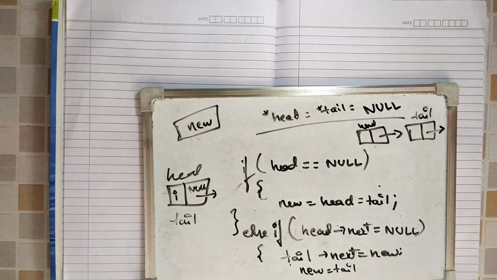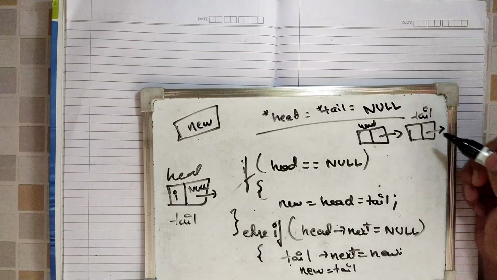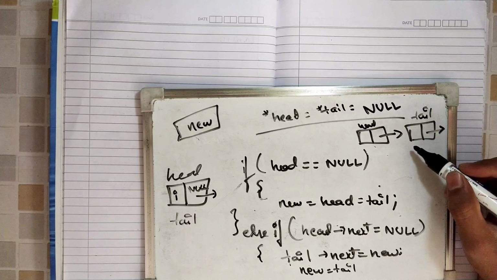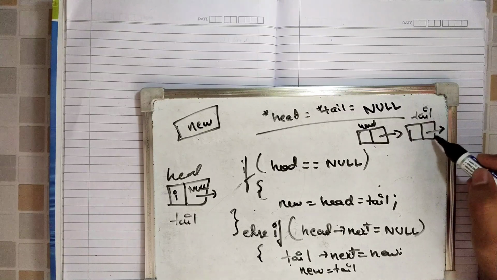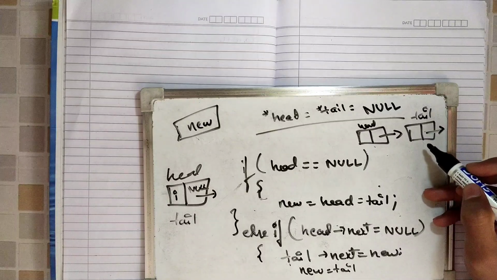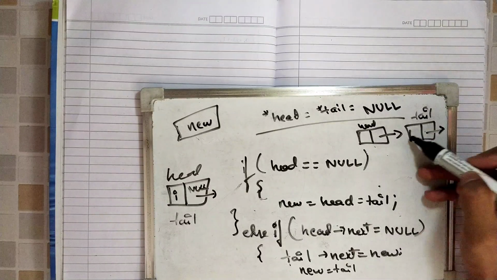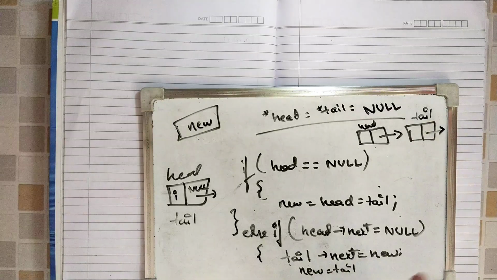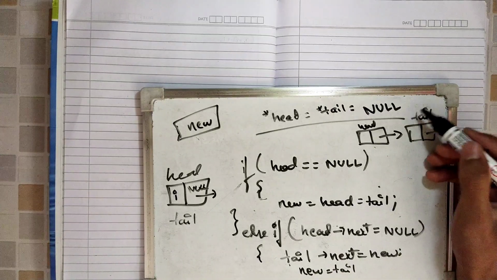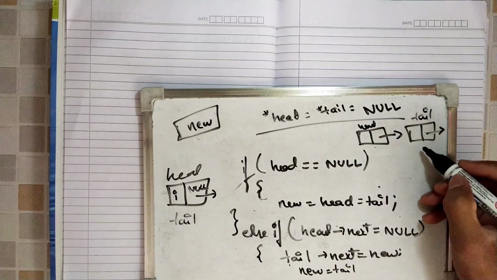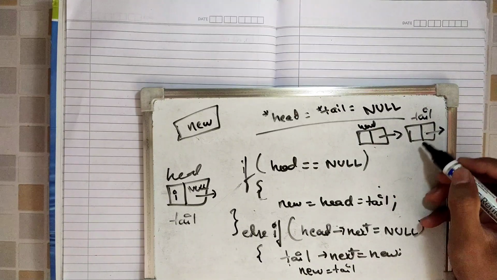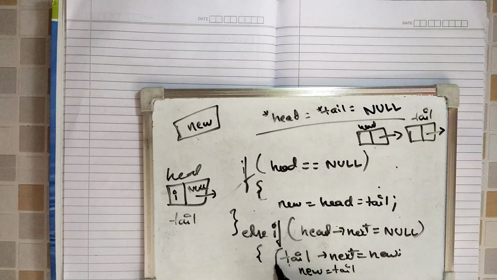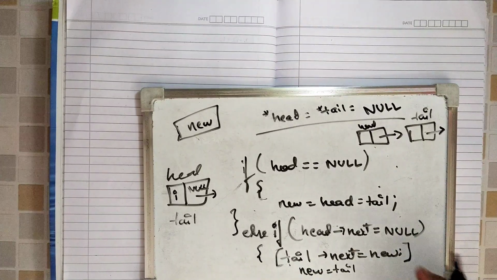Now, whenever you insert a node, this was insertion at the end. So whenever you create a node and want to insert at the end, directly you can say tail of next. You can use tail of next again if you want to insert at the end. Tail will always be at the last. You can use this tail of next equals to new again and again to insert a node at the last.